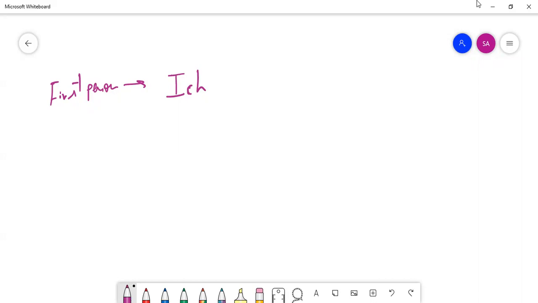Now, because it is ich, there is hardly any option of respect or non-respect. I'm talking about myself, so you take it whichever way you feel like. However, there is a plural form for it, which will be wir. I request everybody to please speak out wir. Wir.